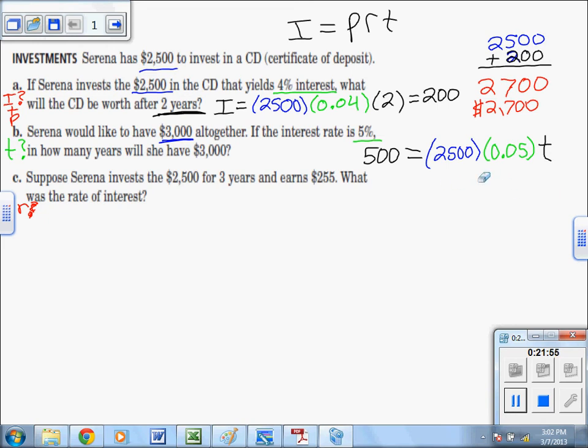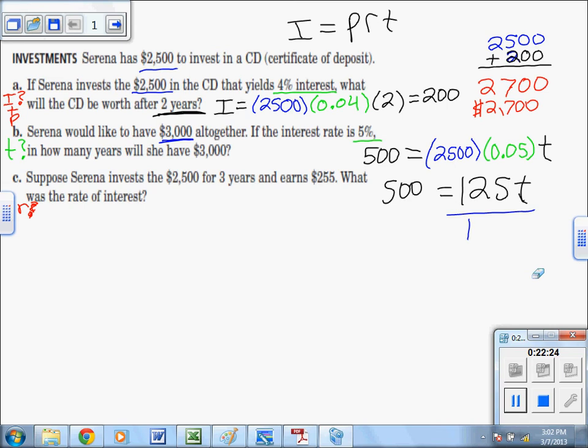We're going to solve this like any other equation. We multiply these together and then solve for t, to get t all by itself. If you multiply 2,500 times 0.05, that gives you 125. So you have 125t equals 500. That means 125 times t number of years equals $500 of interest earned.